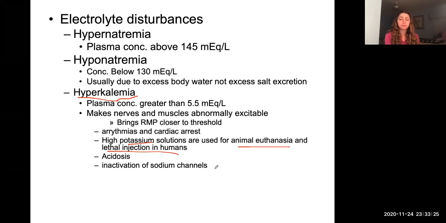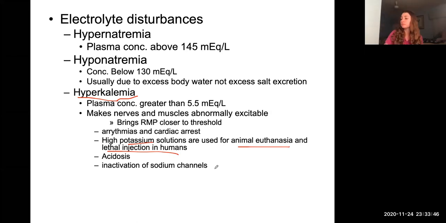But what you do need to know is that potassium and hydrogen compete for the same pump. So if there's more potassium, then more potassium will be loaded onto that pump and less hydrogen will. And this causes acidosis because of the buildup of hydrogen ions in the blood.